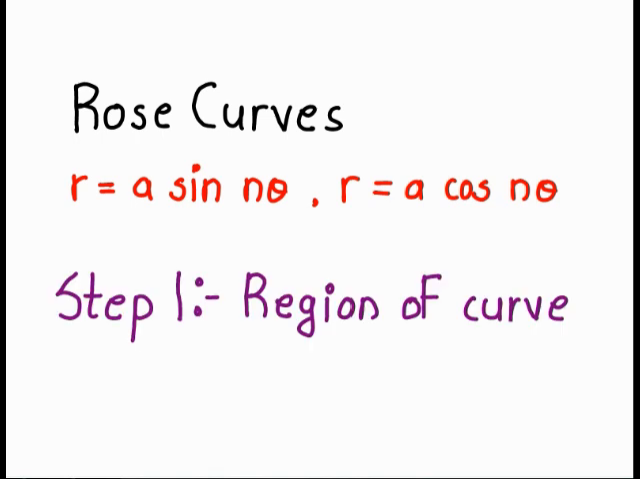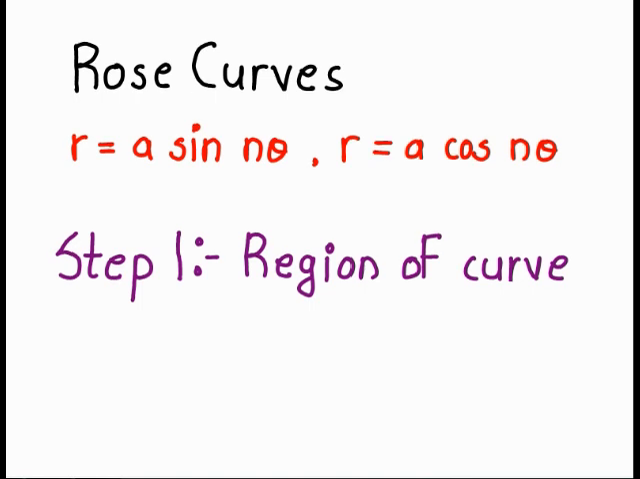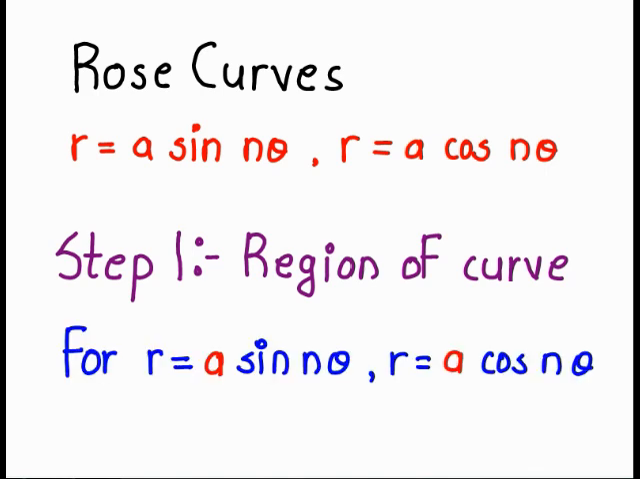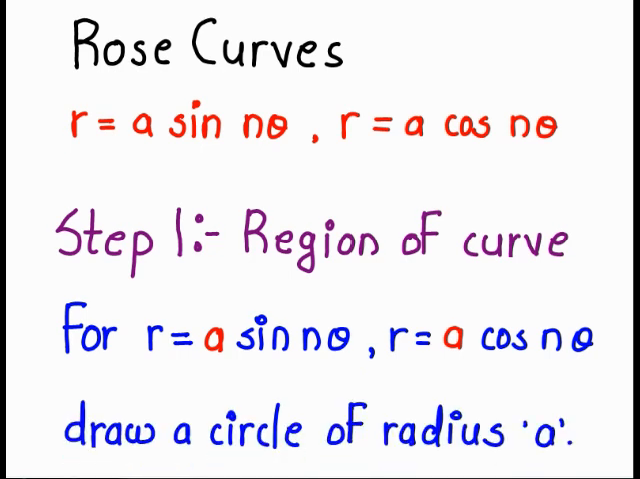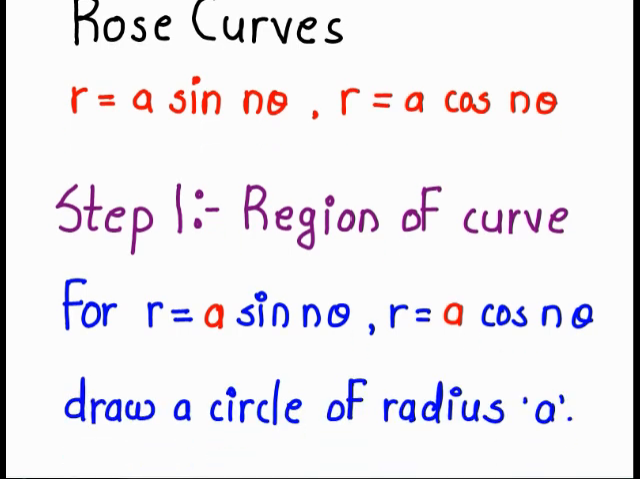Step 1, we find the region of the curve. Now how to find this region of the curve? To find the region of the curve, for r is equal to a sin n theta and r is equal to a cos n theta, this a plays the important role. So what we get from this? We need to draw the circle of radius a.